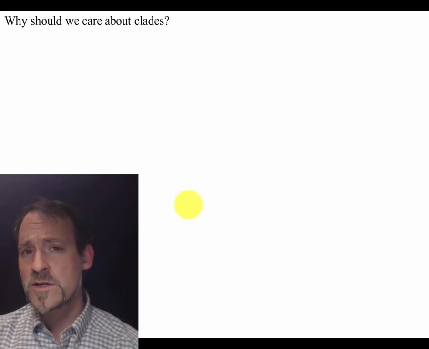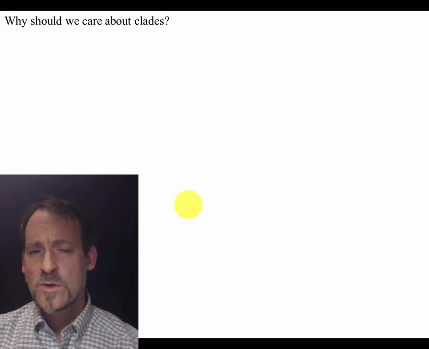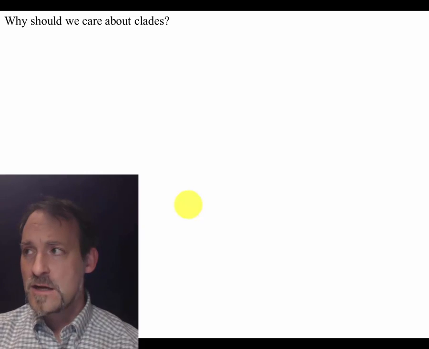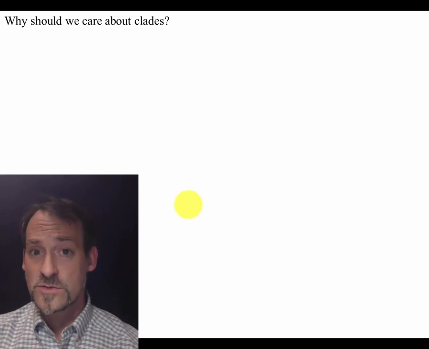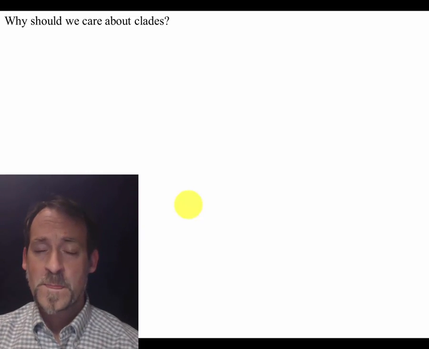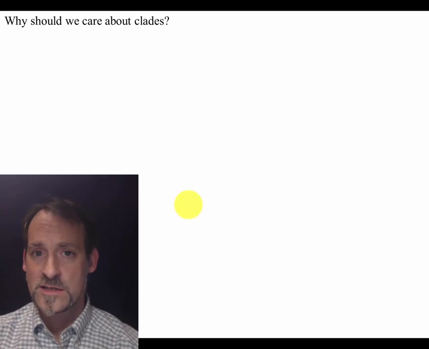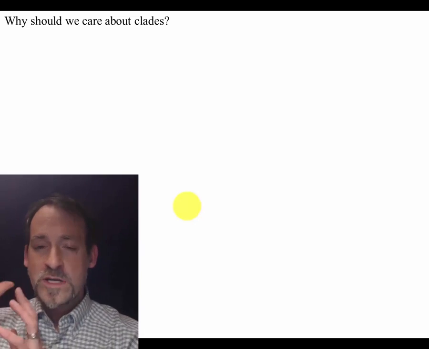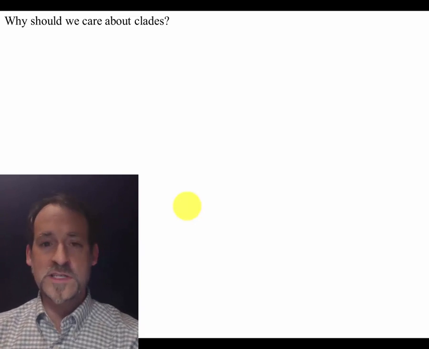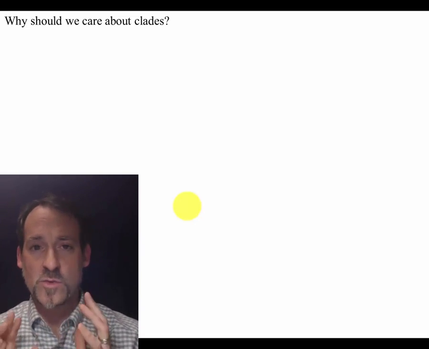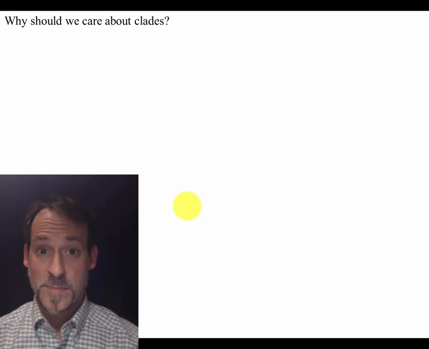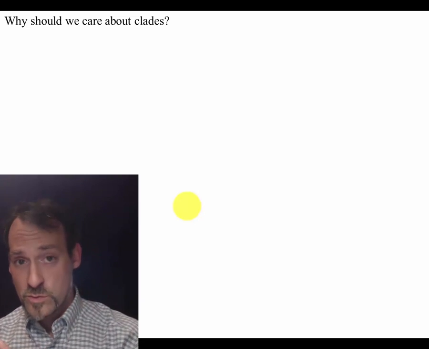Okay, I've been nattering on about clades. Why are clades important? Why should we care about them? Clades are central to the logic of how we reconstruct the evolutionary history of a group of organisms. When you're looking at a whole bunch of organisms, you want to know how they're related to one another. The way you figure that out is by thinking about clades. And here's why.